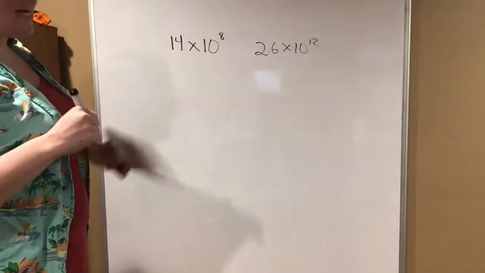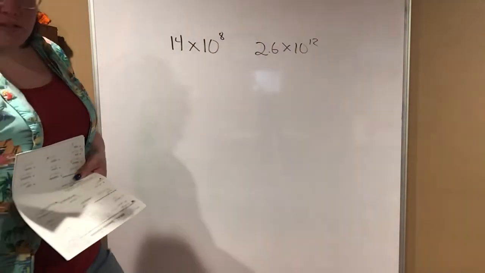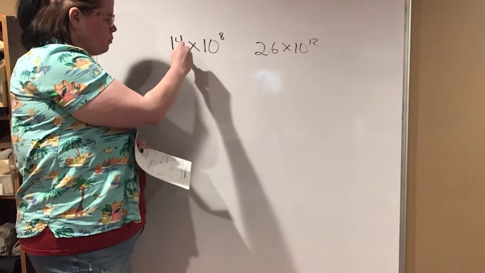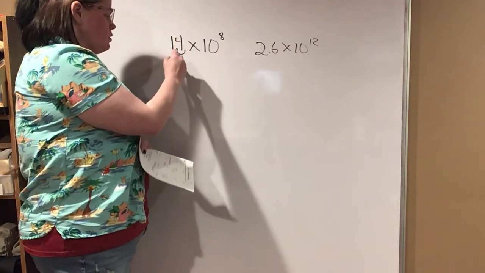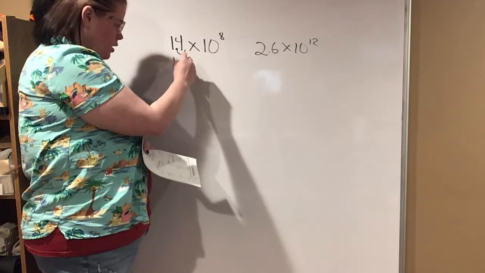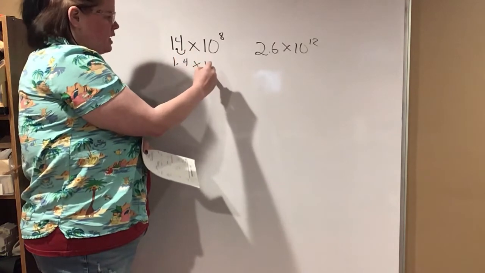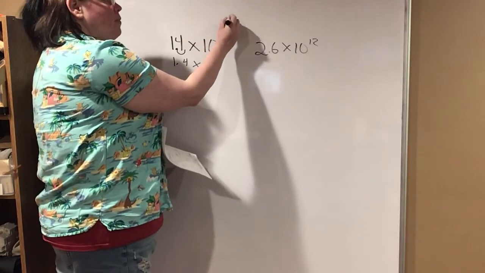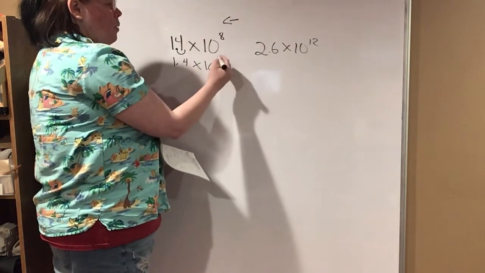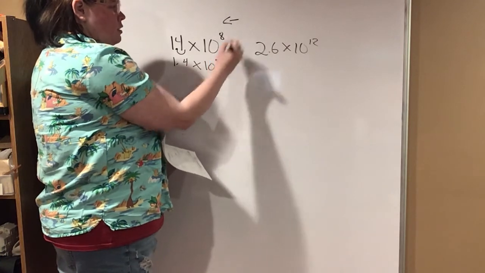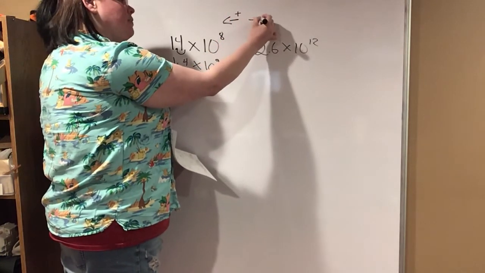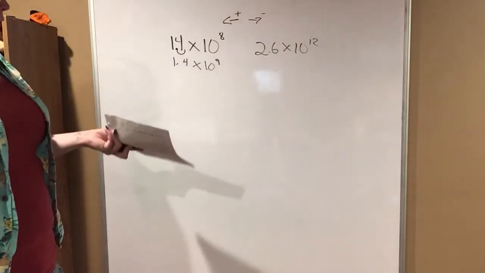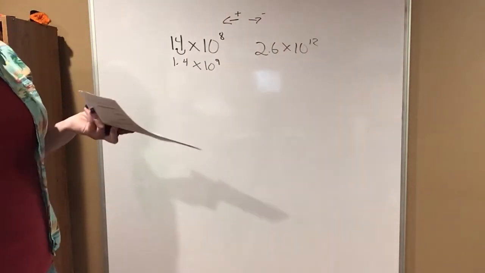This number is not between 1 and 10, so we have to switch it. Technically our decimal is here, so we're going to move it back 1. So now it's 1.4 times 10, and since we moved it back this way, scientific notation is a little weird. When we move it backwards, it's actually going more positive. So it's 10 to the 9th. When we move it this way, it's actually going more negative. Okay?